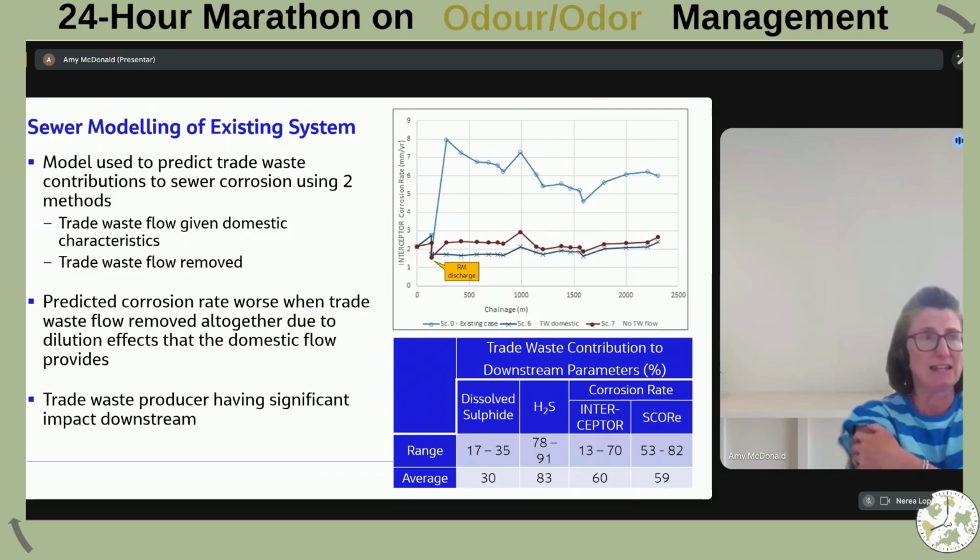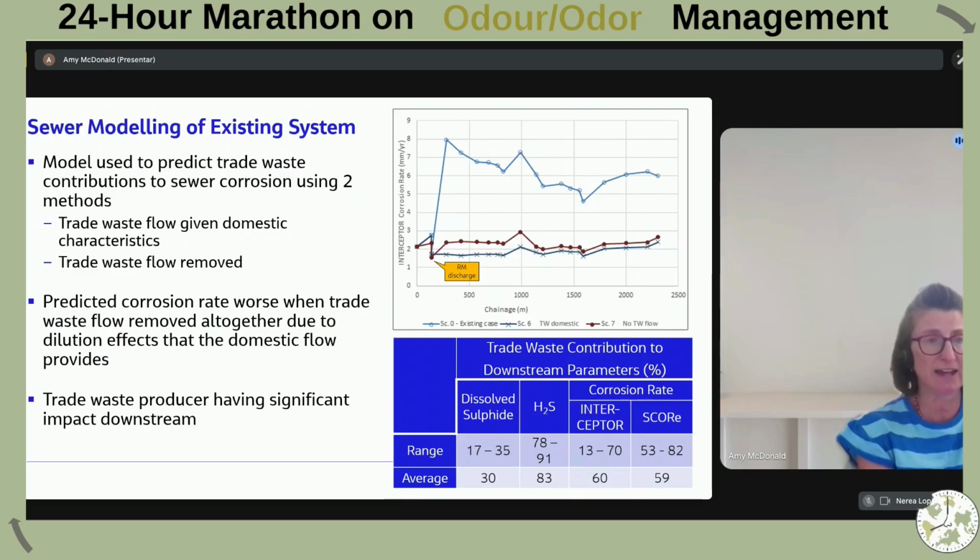So you can see here in this plot on the right, which shows the corrosion rate along the length of the sewer. Initially, with the trade waste discharge in place at its current levels, the corrosion rate was estimated at up to 8 millimetres per year. Once we changed this trade waste component to either domestic flow or took it out altogether, the corrosion rate decreased significantly to less than 3 millimetres per year.